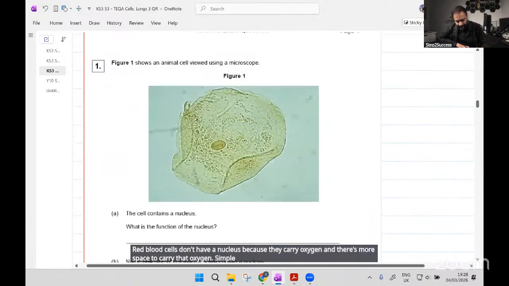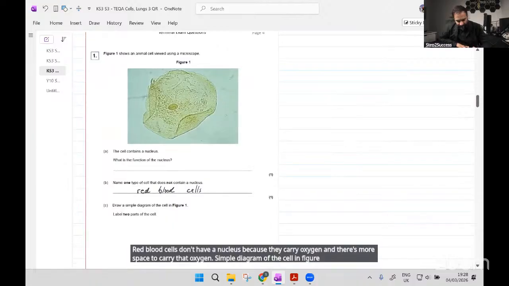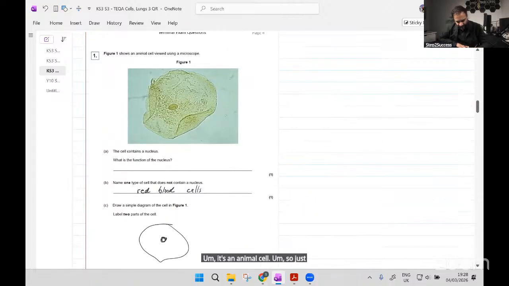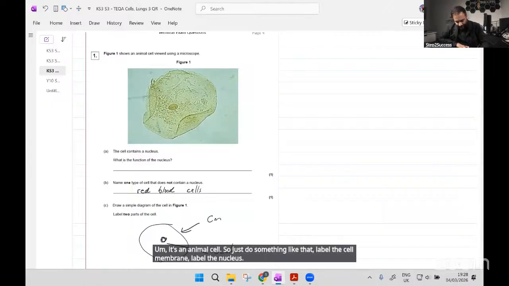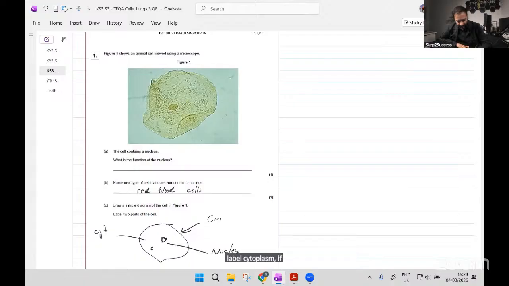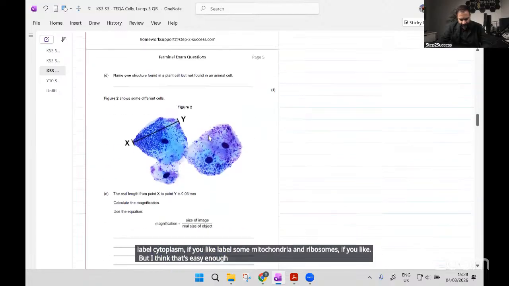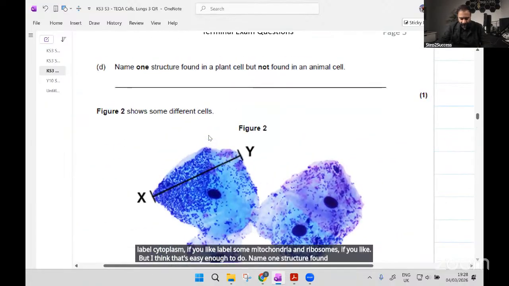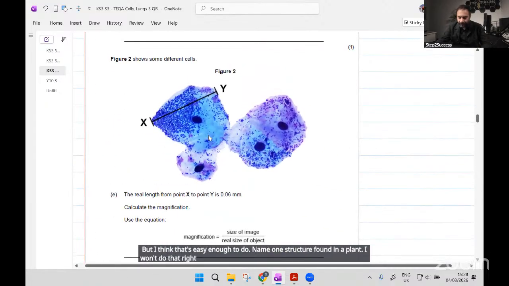Simple diagram of the cell in figure one. Oh, geez, really? It's an animal cell. So just do something like that. Label the cell membrane, label the nucleus, label cytoplasm if you like, label some mitochondria and ribosomes if you like, but I think that's easy enough to do. Name one structure found in a plant cell. I won't do that. Right, this one is tricky.